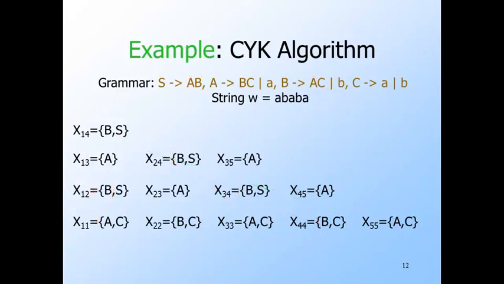Here are the last two entries in the triangular table. X25 turns out to be the set containing A. We'll let you check that one out. And X15 is also A. We get A from X14, which has B, and X55, which has C. BC is a body, and A is its head. Since S is not in X15, we conclude that ABABA is not in the language of the given grammar.